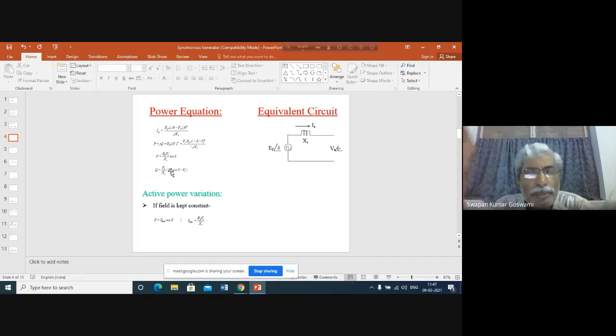So the only option therefore is to vary EF. The only option is to change the field flux, and field flux variation is possible by varying the value of field current. So what we shall be doing? We shall be changing the DC field current of the generator. This synchronous machine field winding has a DC supply, so the DC current of the field has to be changed.